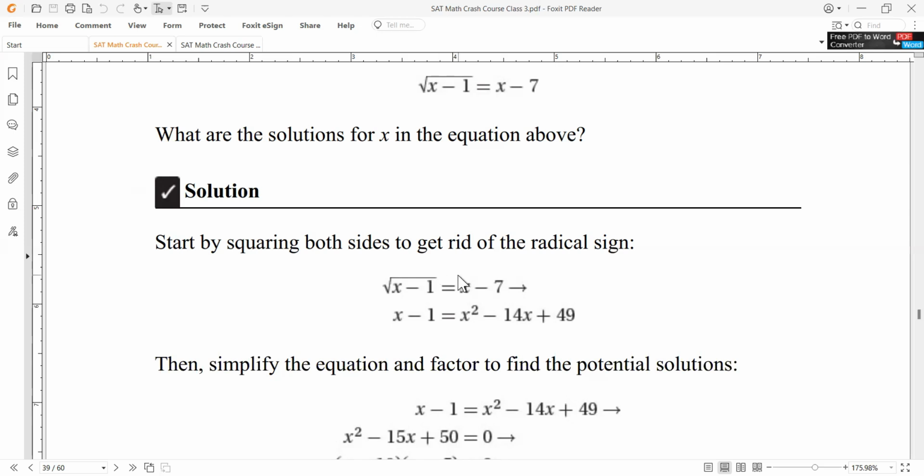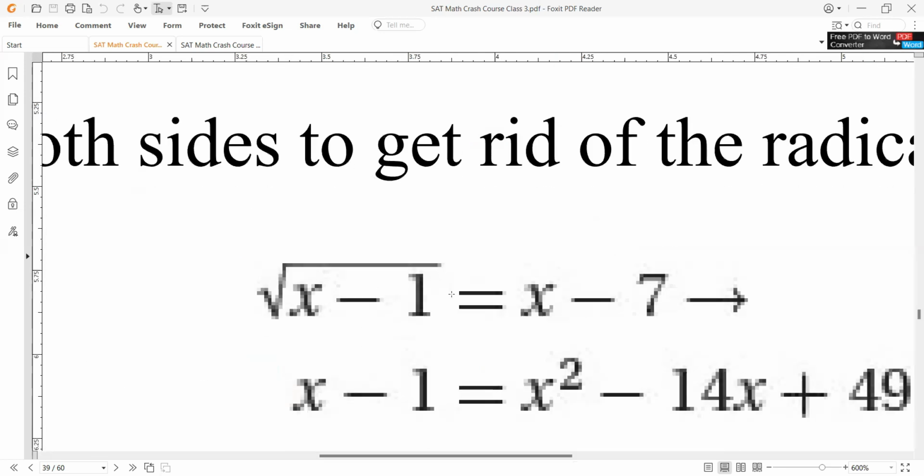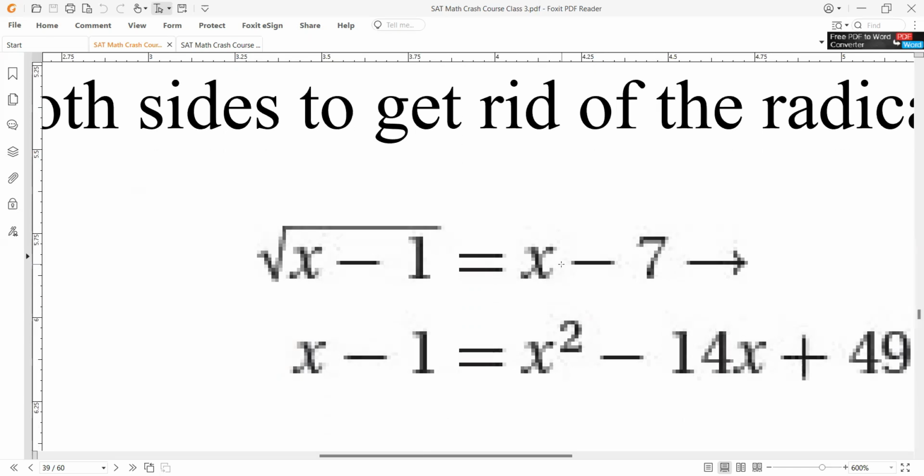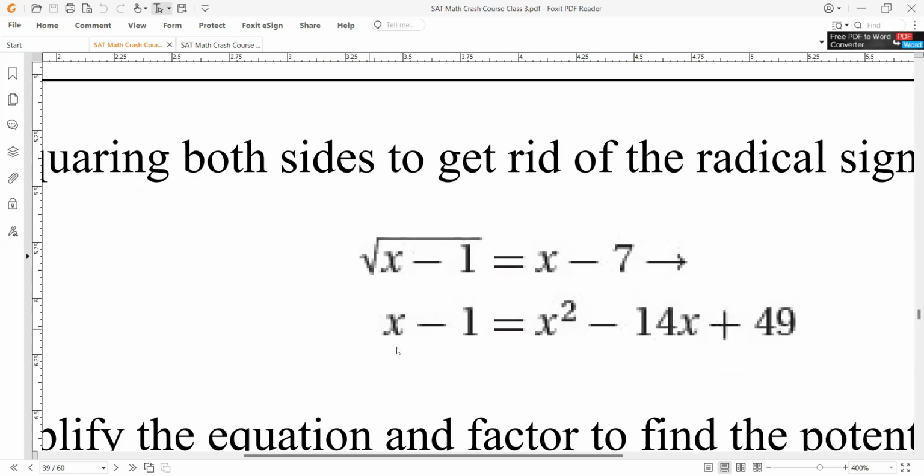You're just going to square this side and square that side, the left side and the right side. You're going to square both sides of the equation. After you do that, you're getting this. Is it clear?